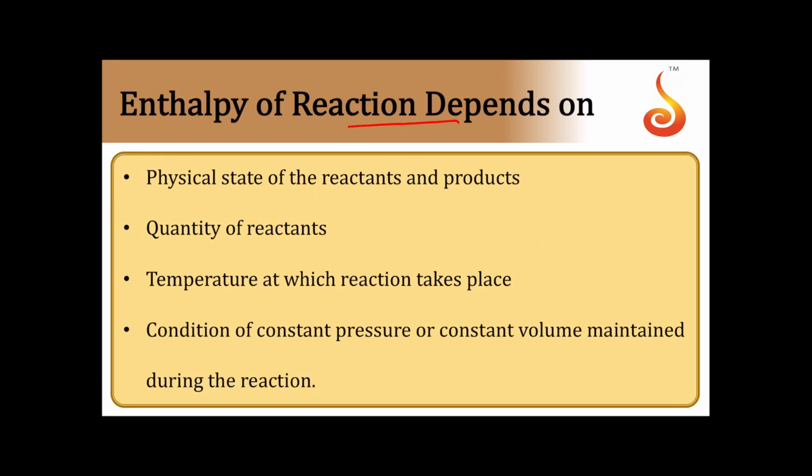Then, enthalpy change depends on what? Enthalpy depends upon the physical states of reactants and products. For the same reaction, if you change the physical states of reactants and products, the total enthalpy change is going to be different. It also depends on the quantity of reactants. If you take more amount of substances, delta H value changes because delta H is an extensive property, so it depends upon the amount of substances which we take. It also depends upon the temperature at which the reaction takes place.